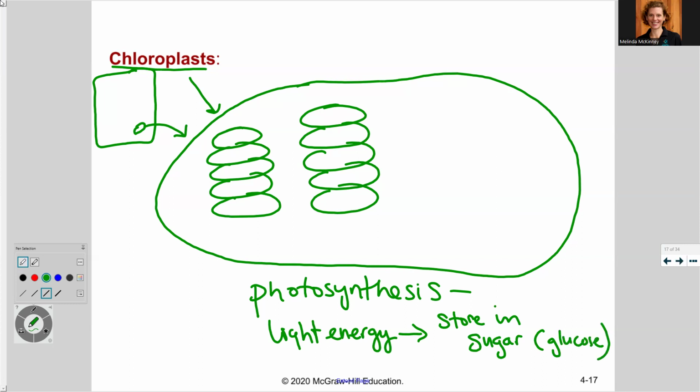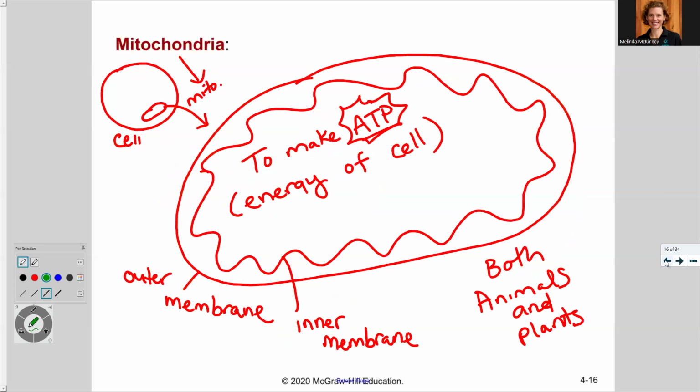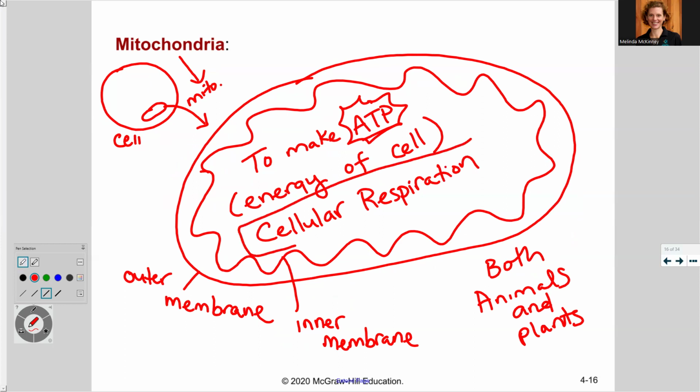And I guess I should back up. So I'm using this word here, photosynthesis. That's important for the chloroplast. For the mitochondria, this process to make ATP is called cellular respiration. It's called cellular respiration. Right. So you should also associate that with the mitochondria.